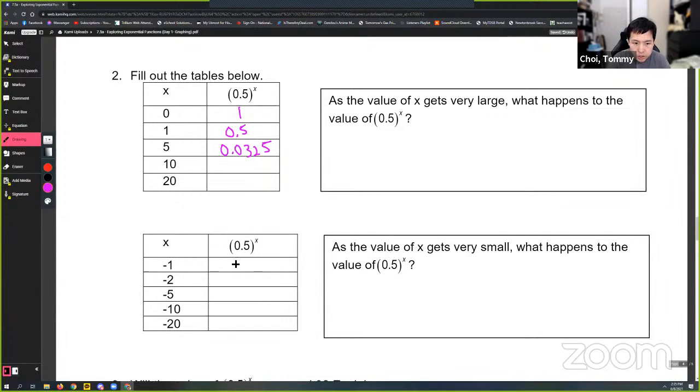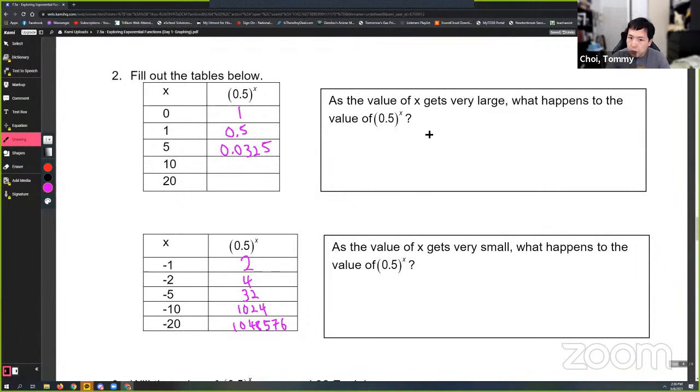And for the other ones, right, it would be 2, 4, 32, and then 2 to the power of 10, 1024, and then 1,048,500, I forget, 576. Okay.